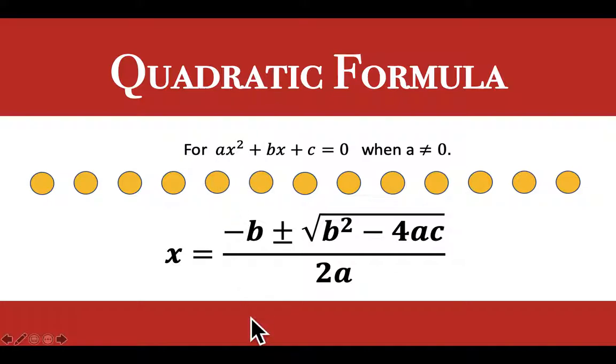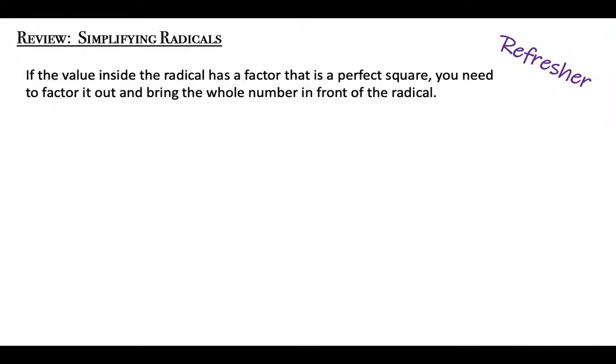So the quadratic formula is x is equal to negative b plus or minus the square root of b squared minus 4ac, all divided by 2a. We'll do practice on it, so it'll kind of help you remember how to do it. One of the things we have to be able to do when we get to the end of one of these problems is potentially simplify a radical. So we're going to refresh that for you.